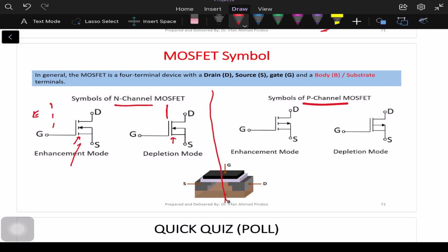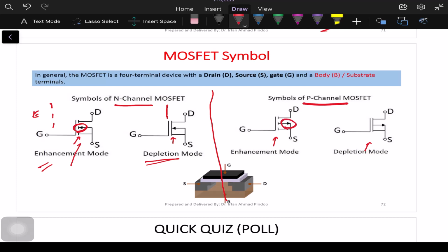So complete line means depletion, and incomplete line means enhancement. So in this way we can say this is enhancement and this is depletion. Then the second thing is that if you see the enhancement mode, how to identify whether it is N type or P type. That will be decided by the arrows we are having here.